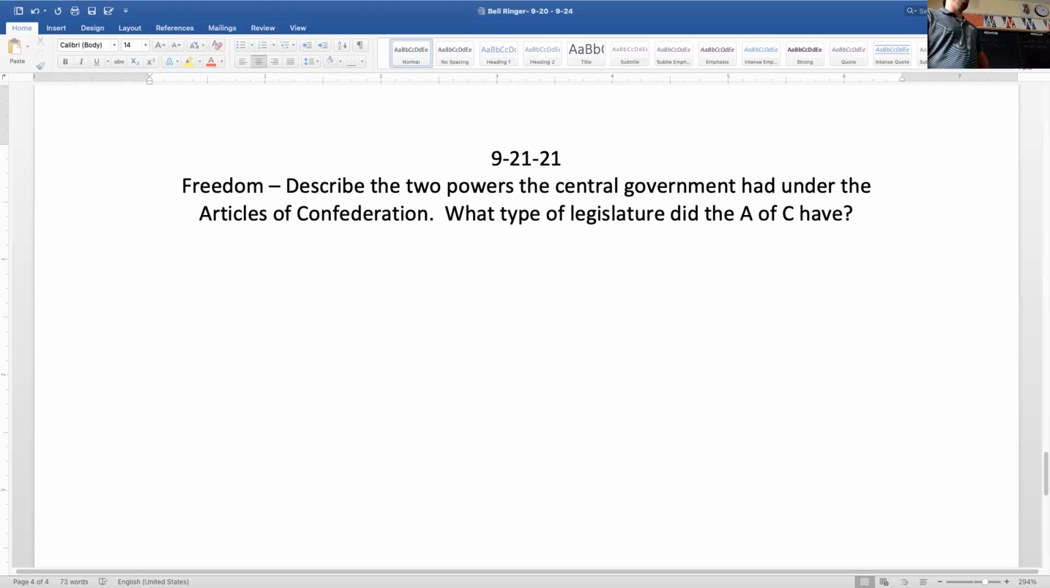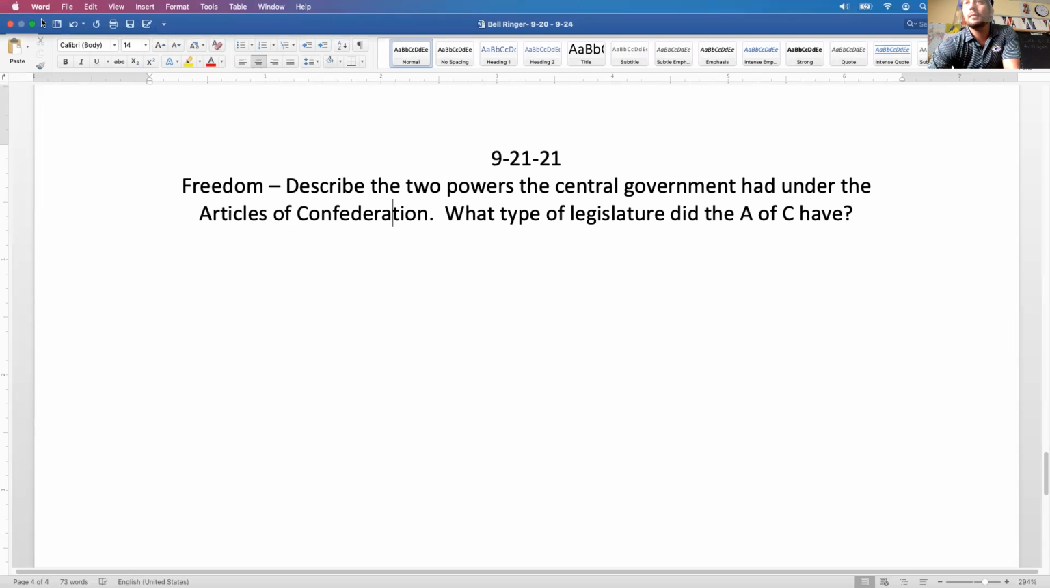Right. And we'll talk about these weaknesses here today. Some of them. We'll get through some of them. Okay. So are there any questions on the two powers the central government had under Articles of Confederation? We all right with that? Okay. So like I said, I'd like to move to the weaknesses now. We're going to talk about a few of them, and maybe we'll talk about the achievements more tomorrow.